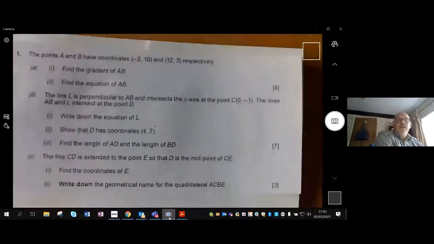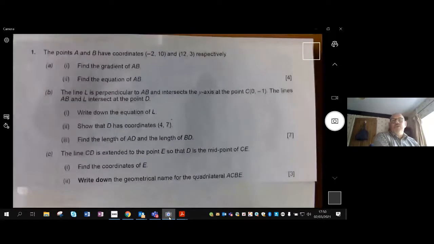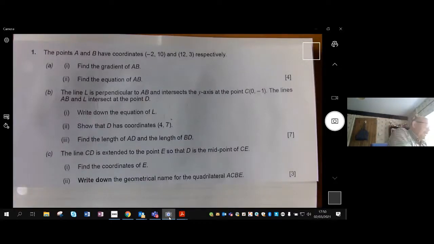The points A and B have coordinates (-2, 10) and (10, 12.3) respectively. Respectively means that's point A, that's point B. So, one minute: can we find the gradient of AB and the equation of AB? You want to do that now.